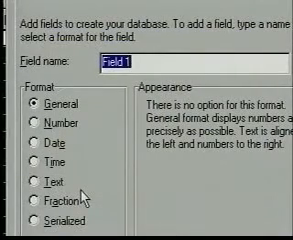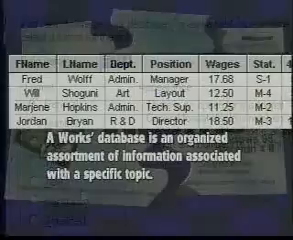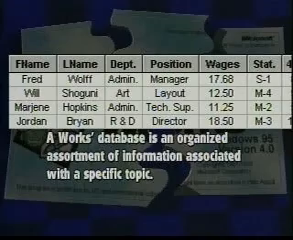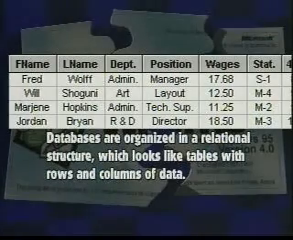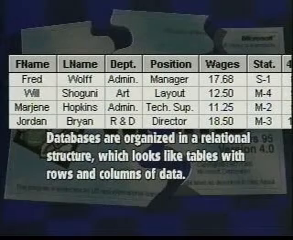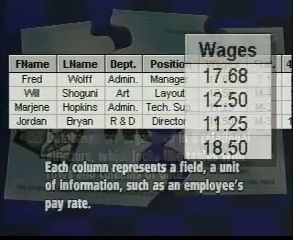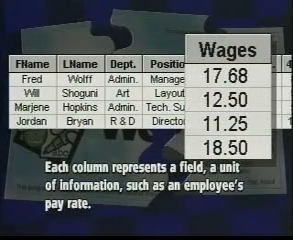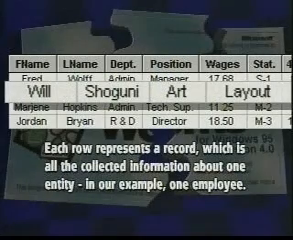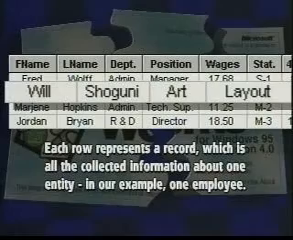Many of you may have heard the word database before, but perhaps weren't exactly sure what it was or how it could benefit you. Well, here's a quick overview. A Works database is an organized assortment of information associated with a specific topic. Databases are organized in a relational structure, which looks like tables with rows and columns of data. An example would be a company's personnel records. Each column represents a field, a unit of information such as an employee's pay rate. Each row represents a record, which is all the collected information about one entity, in our example, one employee.